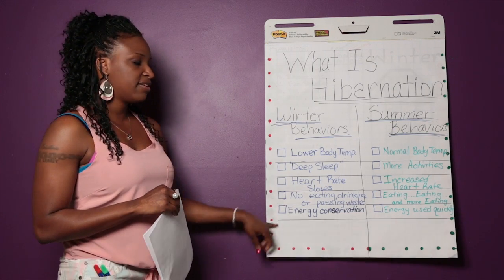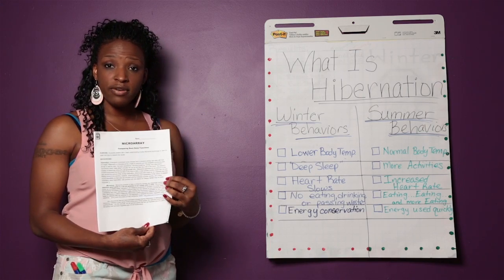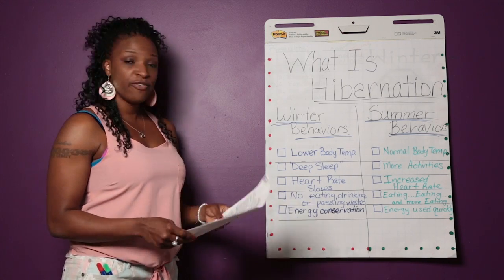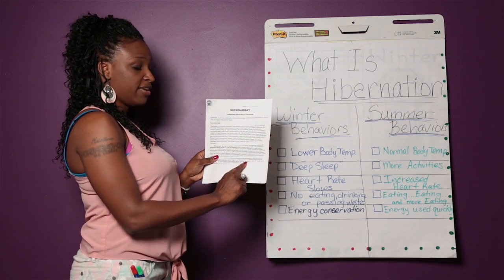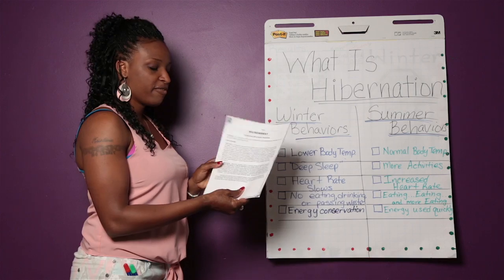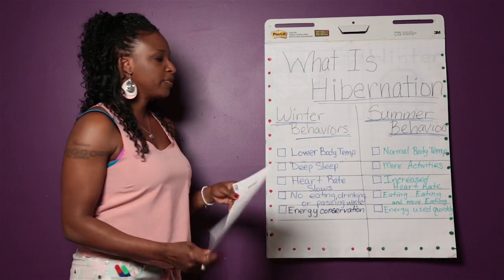So here I listed just 5 in each category. If you would need more, there are more listed right here in your packet. And for more information, there's actually links for reference for microarray and hibernation in your packet as well.